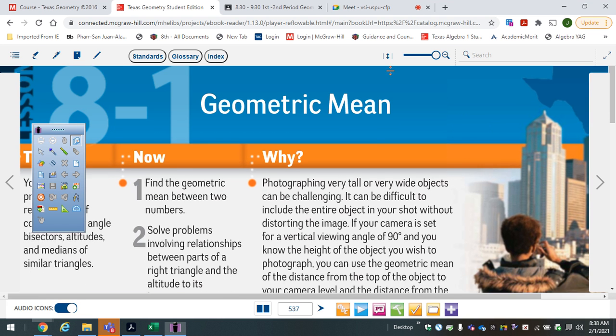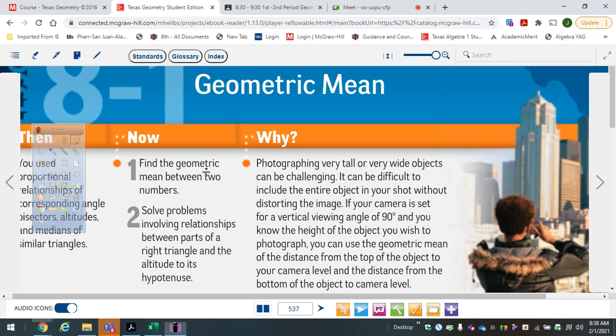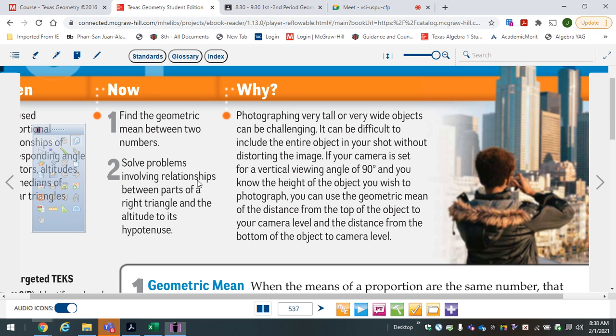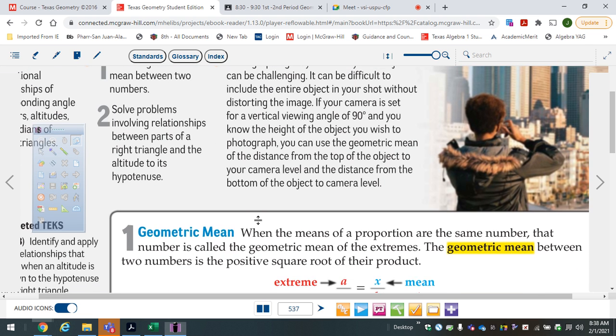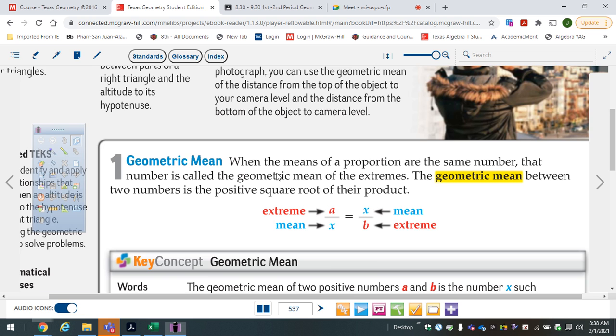Okay, guys, geometric mean again is going to find the geometric mean between two numbers. We're going to go ahead and solve problems involving the relationships between parts of the right triangle and the altitude to its hypotenuse.